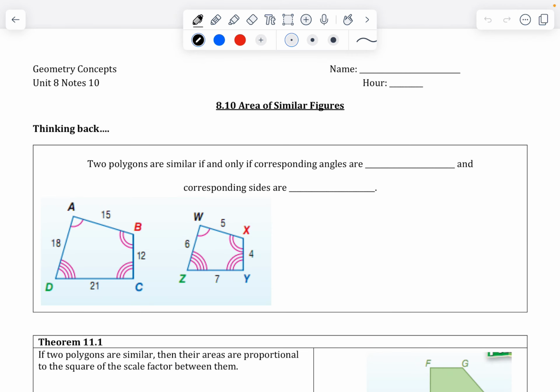Everyone, this is Mrs. Snowbeck. Today we are going to do Unit 8, Lesson 10, and we're going to be finding areas of similar figures.